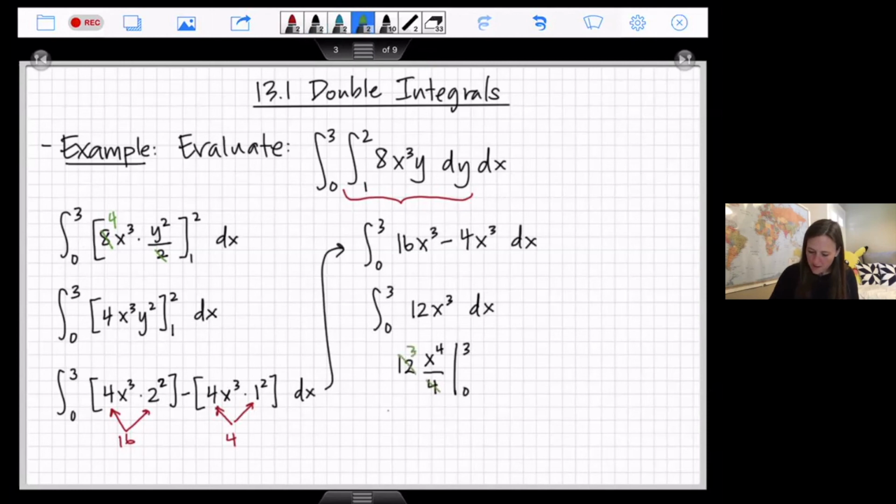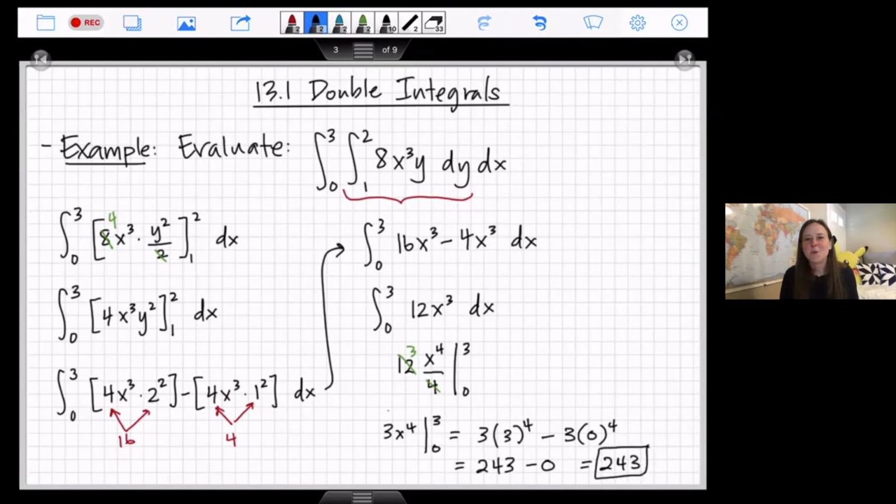I get 3x to the 4th evaluated from 0 to 3, and then we plug in 3 and 0 and subtract. So 3 times 3 to the 4th minus 3 times 0 to the 4th. Let's see, 3 to the 4th is 81 times 3 is going to be 243 minus 0, and we get 243.